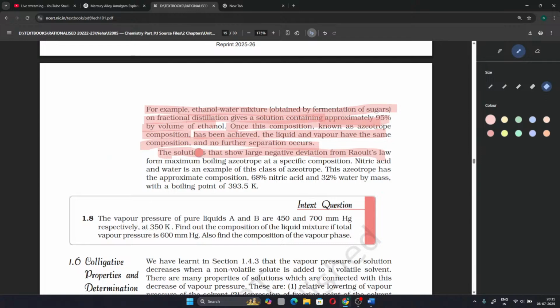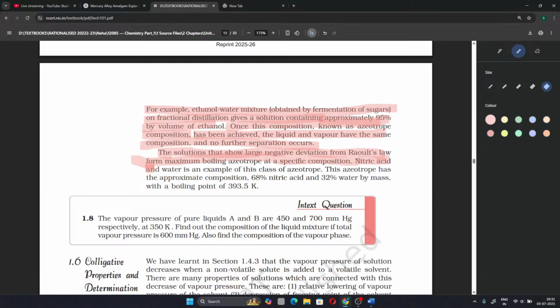No further separation occurs in case of fractional distillation. The solution that shows large negative deviation from Raoult's law forms a maximum boiling azeotrope. Negative deviation means less vapor pressure, so they need a higher boiling point. So we call them maximum boiling azeotrope at a specific composition.